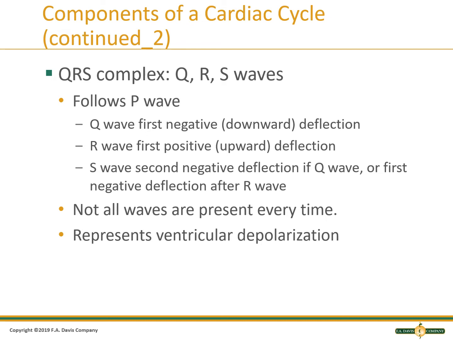All 3 waves are not always present in every QRS complex. However, it is still referred to as QRS complex and can be normal. QRS is larger than the P wave because the ventricles have more muscle mass. Thus, the QRS complex looks like a mountain on the ECG strip.